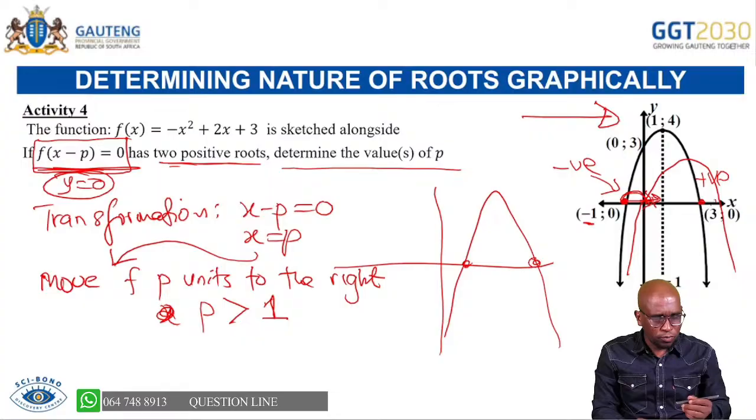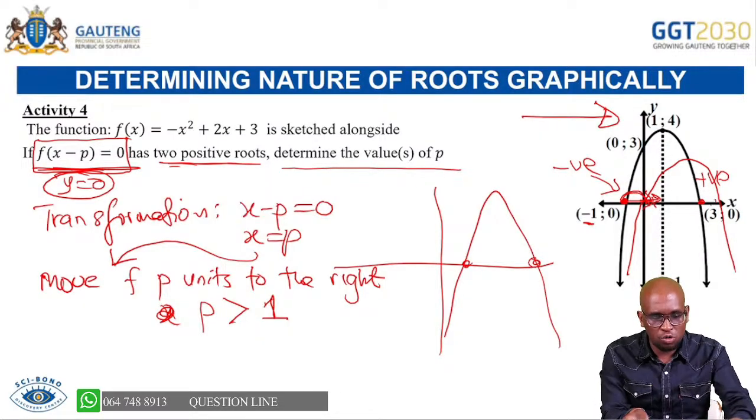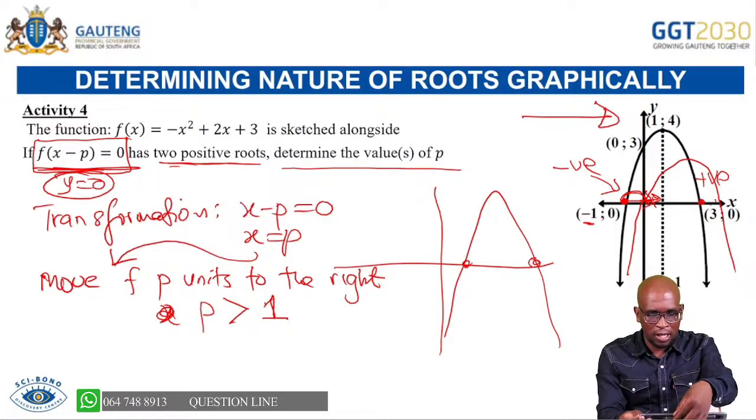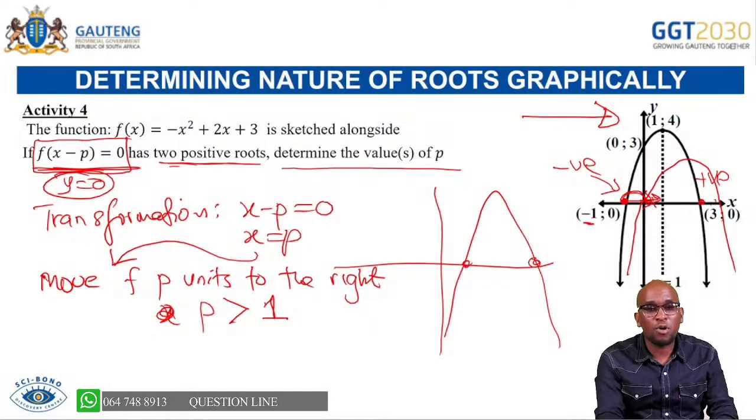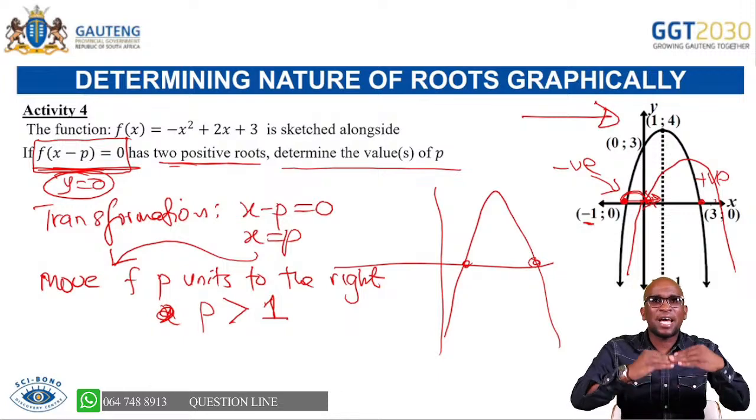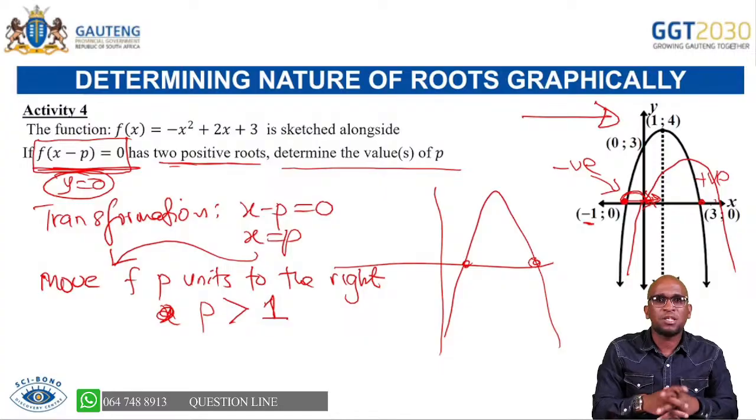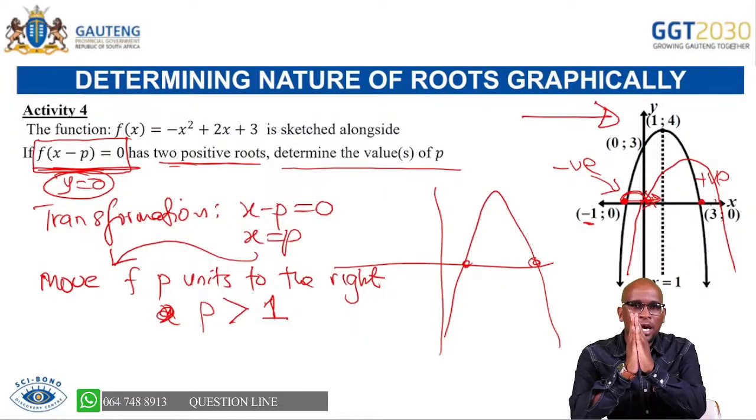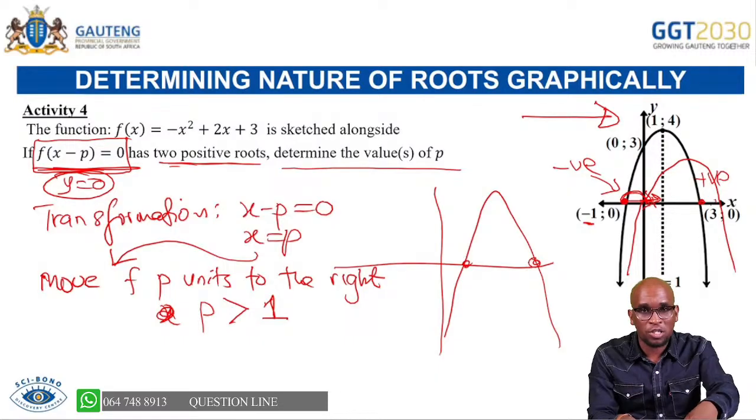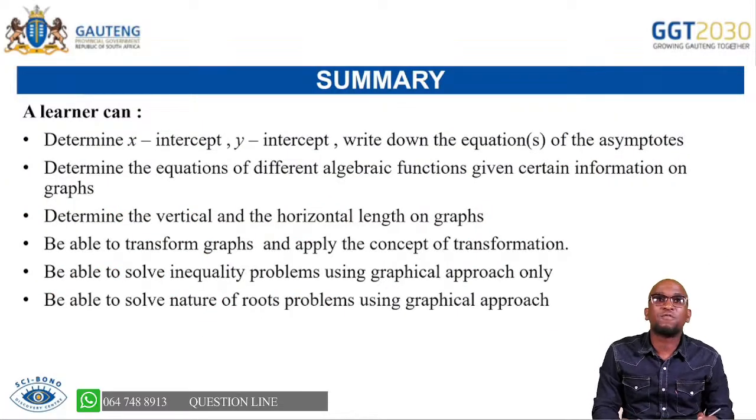Right, good people. I think we've come to the end of our lesson for today. I just need to take you through the summary, and then from there we'll conclude today's lesson. So very, very important, as I indicated, nature of the roots. You can move the line up or down, or you can move the graph up or down depending on what the question demands, or you can also move horizontally to the left and also to the right. That's very, very important.